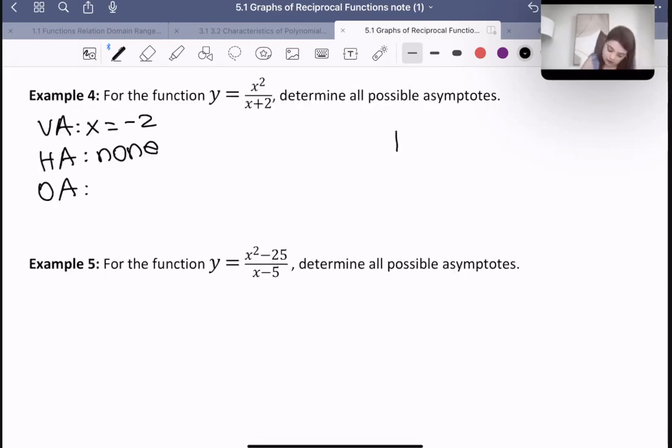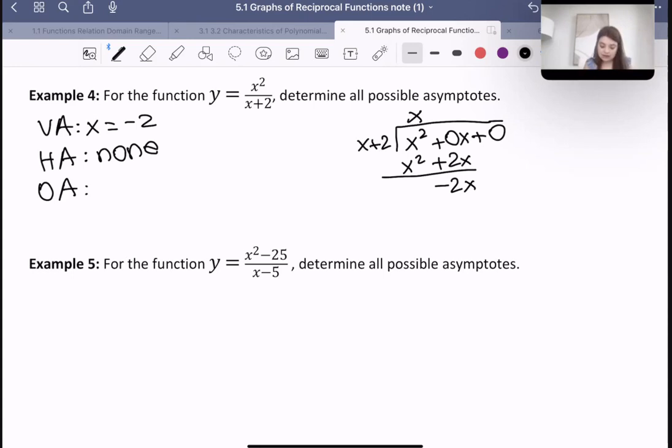We're going to do x plus 2, and then over here we're going to do x squared plus 0x plus 0, so just x squared. And now we're going to do long division. How many times does x plus 2 go into x squared? Well, x times x is x squared, and 2 times x is plus 2x. And then we subtract and we get minus 2x.